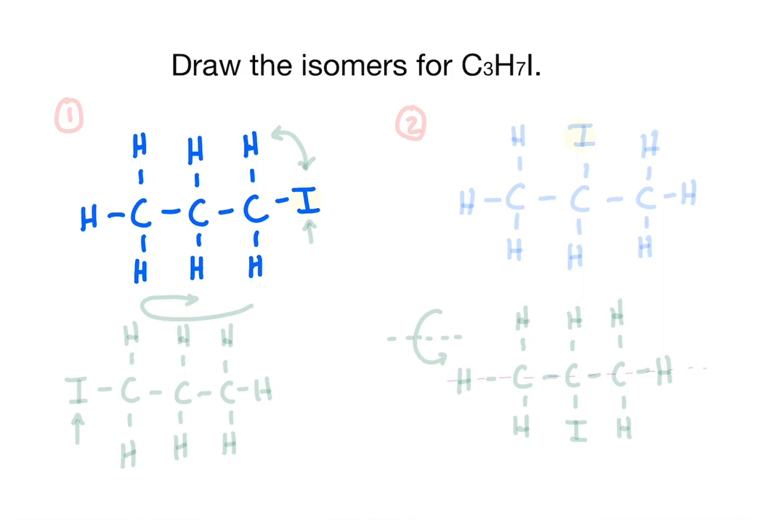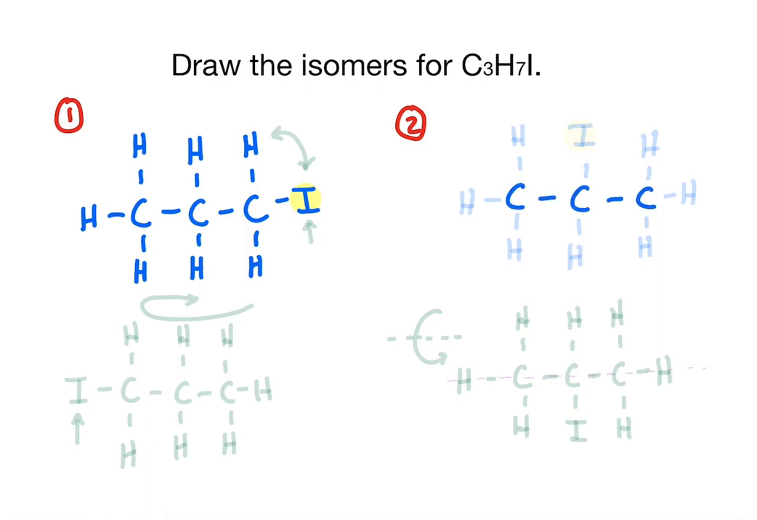So what I've just drawn is our first isomer. And then how can we draw a second isomer? We know that our current position for the iodine is at the end, so it's on one of the terminal carbons. If we put it on an internal carbon, then that would definitely be a different isomer.